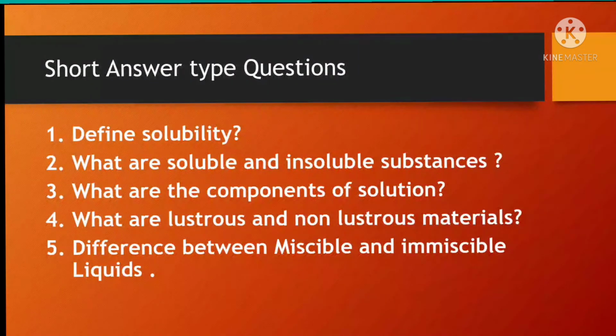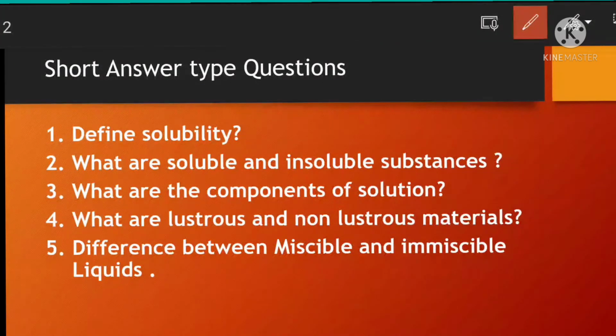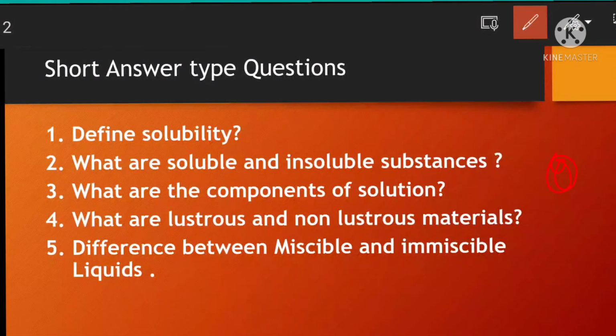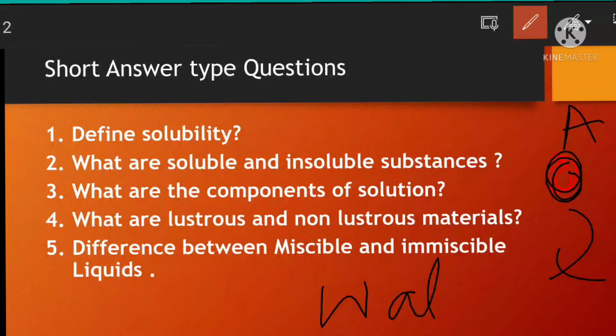Some of the short answer questions which are very important for this chapter. First one is, what do you mean by solubility? Solubility means when any substance is soluble in water. Suppose my substance A is soluble in water, it is known as soluble, and this property is known as solubility. Whereas if I take a substance like sand and put water in it, it does not dissolve. Or if I take chalk powder, it does not dissolve. So that means that substance is not soluble.